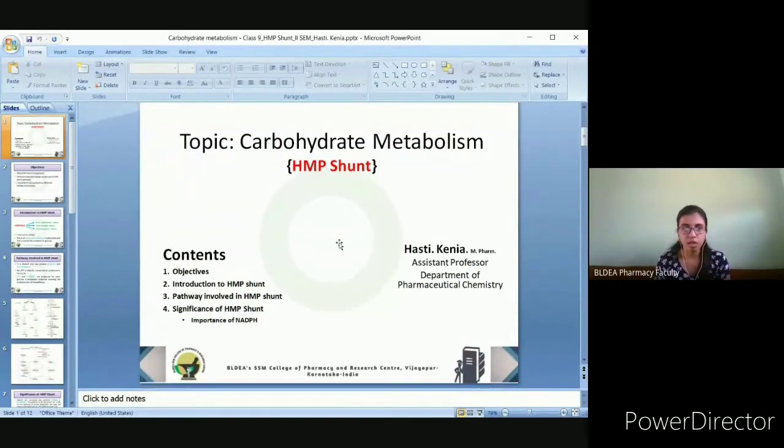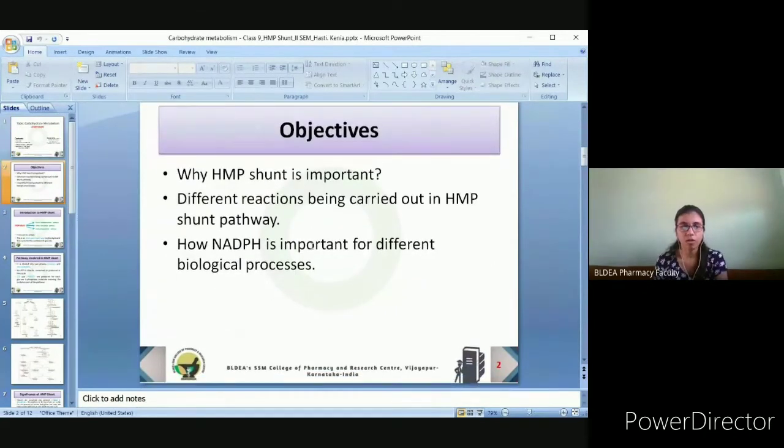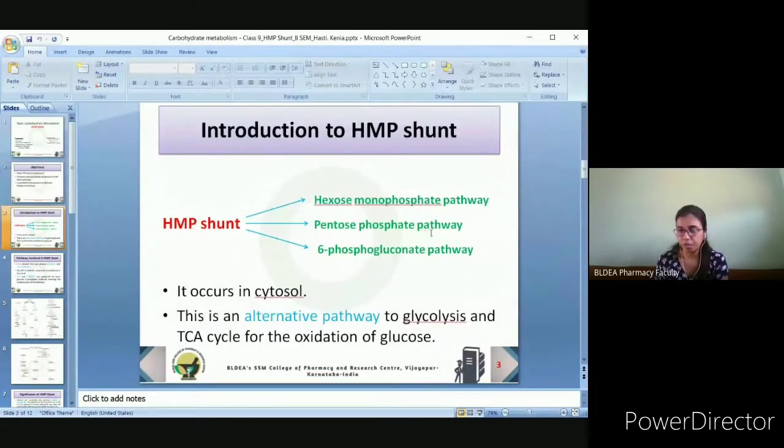So it is also known as pentose phosphate pathway or 6-phosphogluconate pathway. So these are different terminologies of the same pathway, that is hexose monophosphate pathway or pentose phosphate pathway, or also known as 6-phosphogluconate pathway. Now this pathway again occurs in the cytosol itself, and this is utilized when glycolysis or TCA doesn't undergo, and whatever the glucose is there, that is being utilized for this HMP shunt. Or you can say it is an alternative pathway to glycolysis as well as TCA cycle.